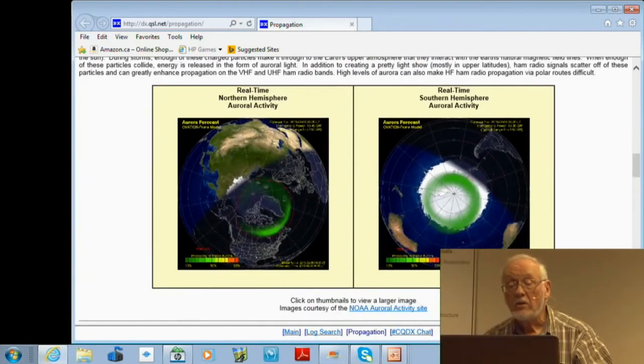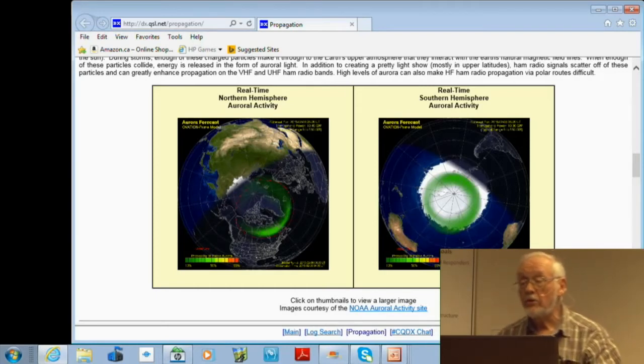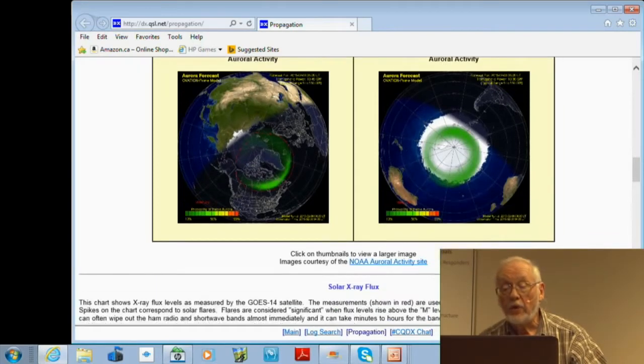There you go. There's the North Polar. That's a nice map there. You can see the aurora circle there, and there's the aurora circle over the South Pole. That's real time. That's what's going on right now. This is a real-time web page. What else have we got here?